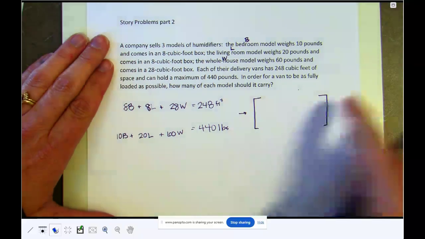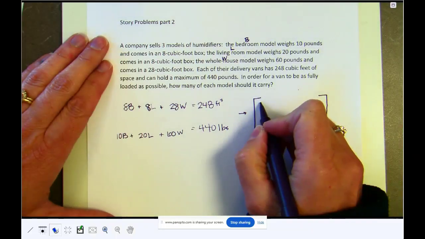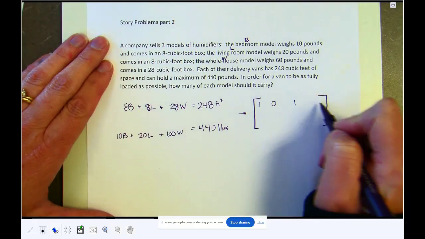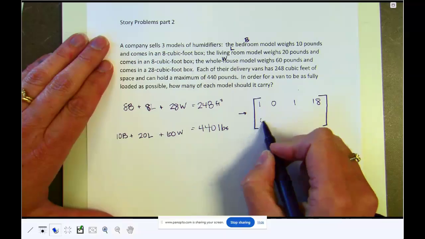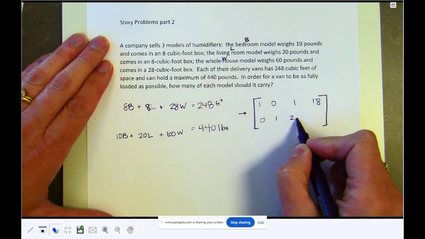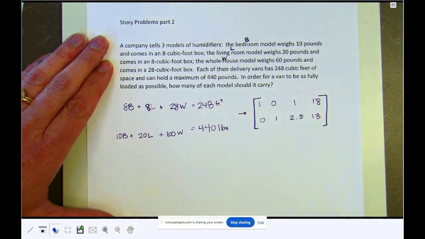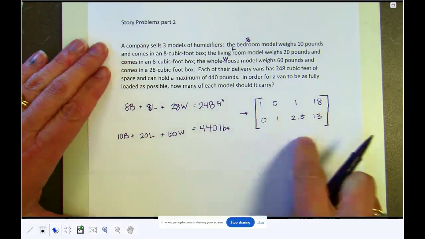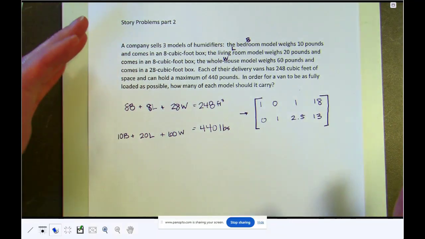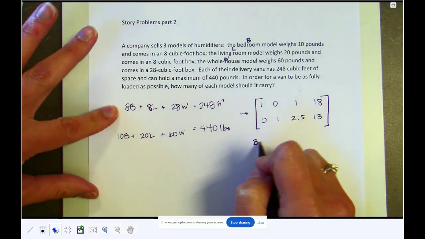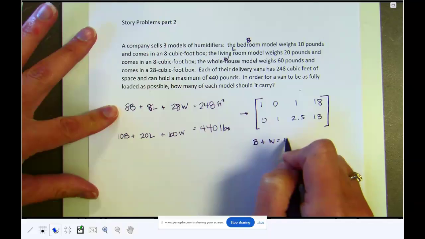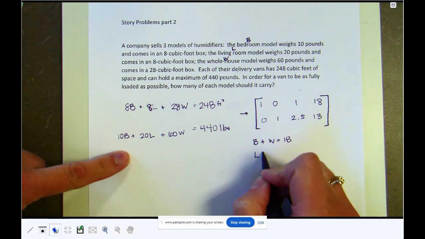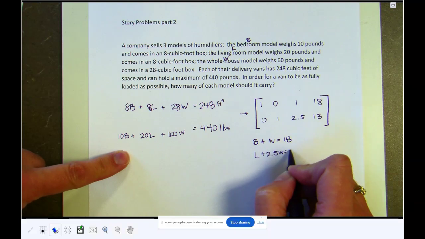Okay, what do you get out of this? What's the top row? I know it's 1, 0, 0, 1, 18. Okay, what's the next one? Okay. So, it does not say infinitely many solutions, but when we put this back into a system, which is what I told you to do on Friday, we end up with B plus W equals 18, and then L plus 2.5W is equal to 13.